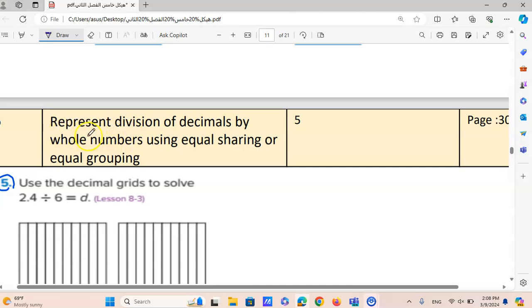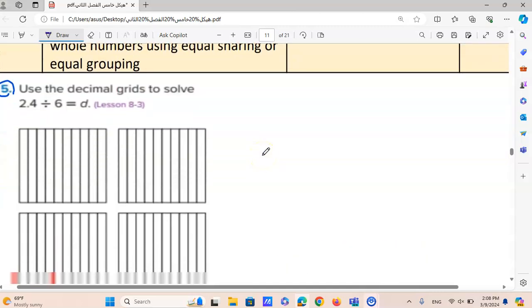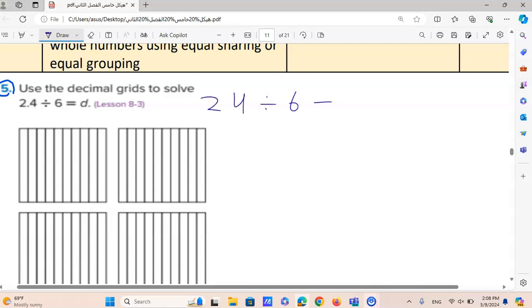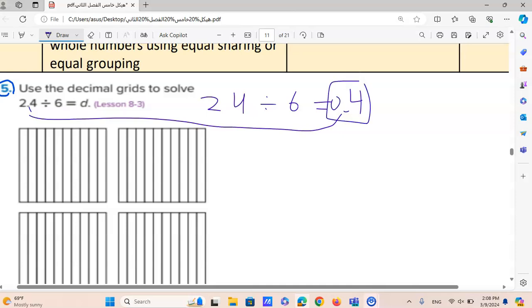Here you have to represent division. Here you can say 24 divided by 6 equals 4. When you put the decimal point back in its place, it will be here. So the quotient is 4/10.